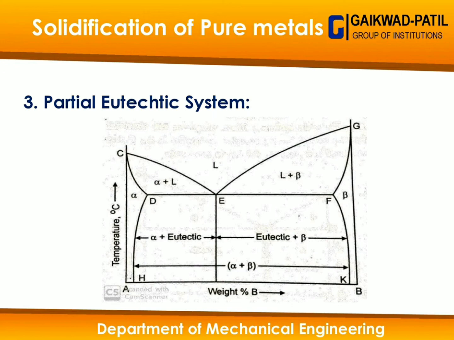Those phases we call alpha and beta. The intermediate phase between liquid and alpha we call alpha plus liquid, and the intermediate phase between beta and liquid is beta plus liquid. When we allow this alpha plus liquid and beta plus liquid solution to cool down, we will get the alpha plus eutectic and beta plus eutectic solution. So finally, we will get the alpha plus beta eutectic solution, or we call it a eutectic solid solution.